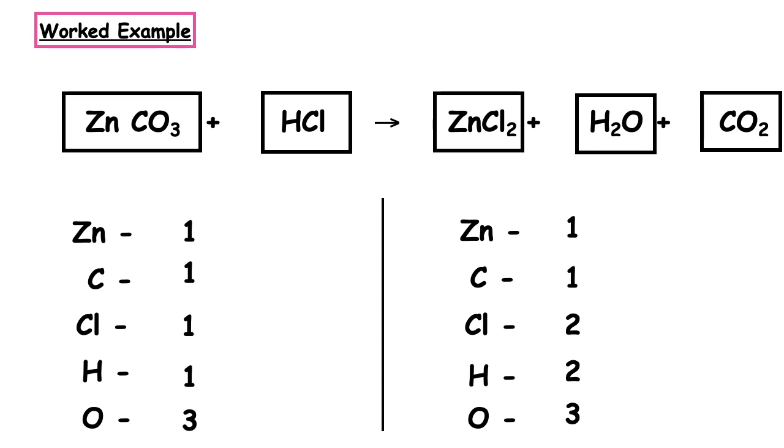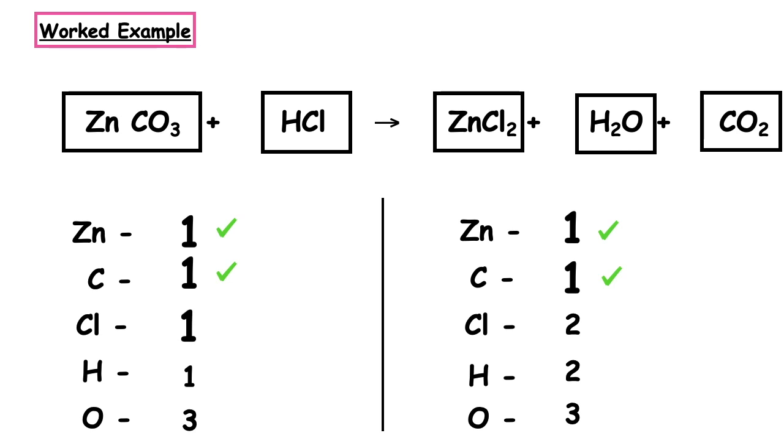So let's double check our shopping list to make sure everything is balanced. On the left hand side, how many zincs do we have? We have 1. On our product side, we have 1. They balance, so we can tick them off. Carbons on the left, we have 1. Carbons on the right, we have 1. They balance, so we can tick them off.